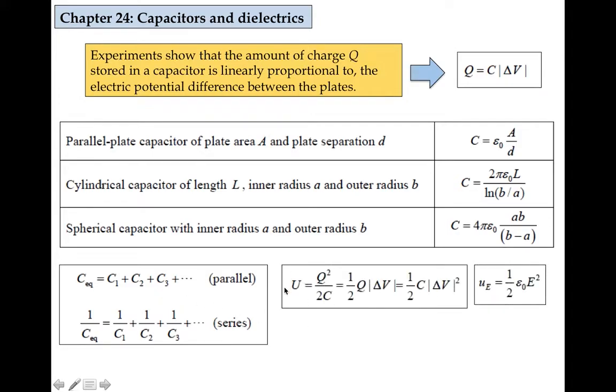Another thing we calculated, or derived, is the potential energy stored in a capacitor, which again is determined from the area under the curve of Q versus V.